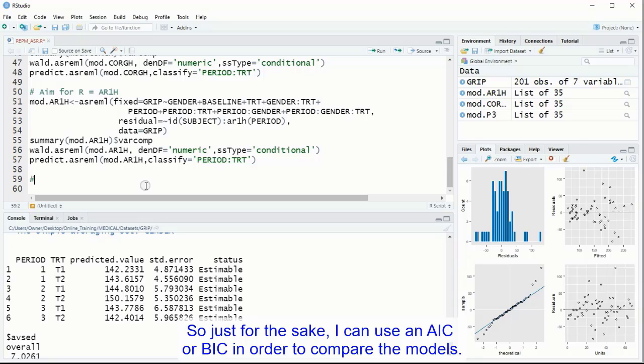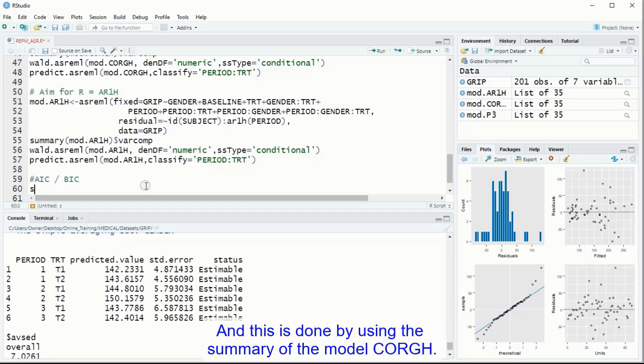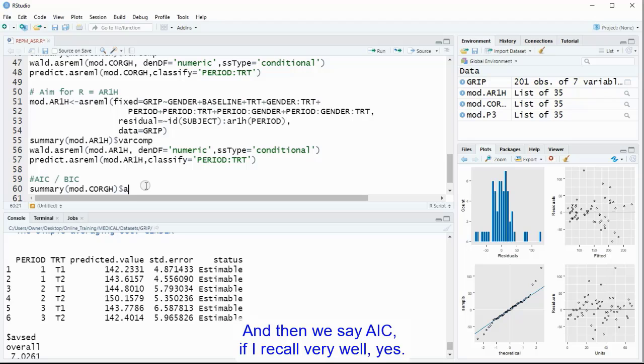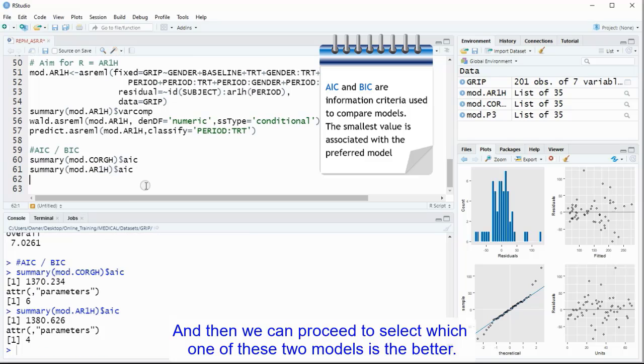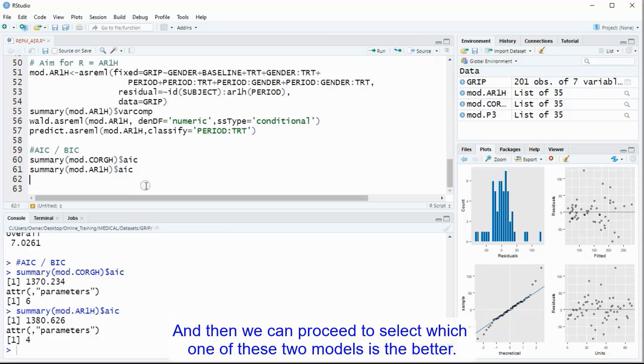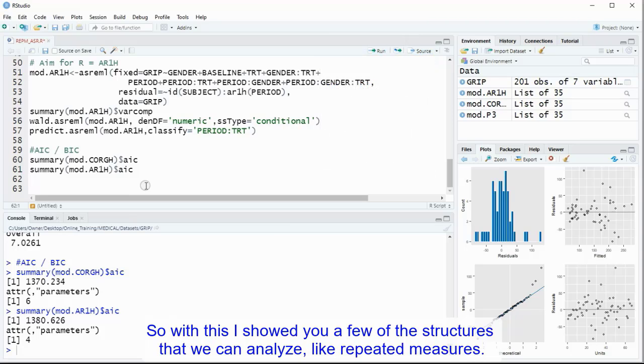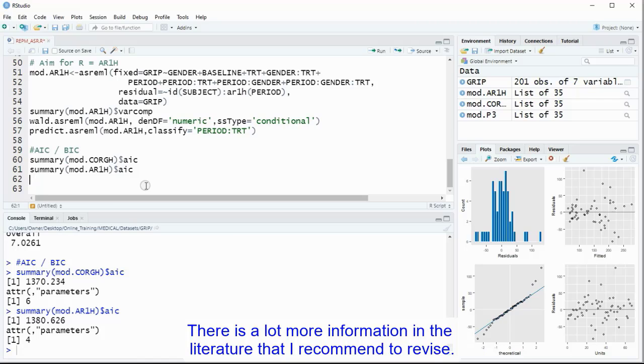So just for the sake, I can use an AIC or BIC in order to compare the models. And this is done by using the summary of the model, core GH, and then we say AIC, if I recall very well, yes. And that's the AIC for the first model, and this is the AIC for the second model, AR1H. And then we can proceed to select which one of these two models is the better. So with this, I've shown you a few of the structures that we can analyze, like repeated measures. There's a lot more information in the literature that I recommend you revise.